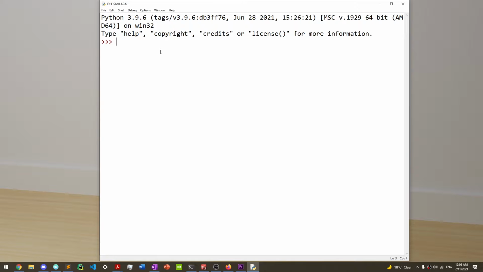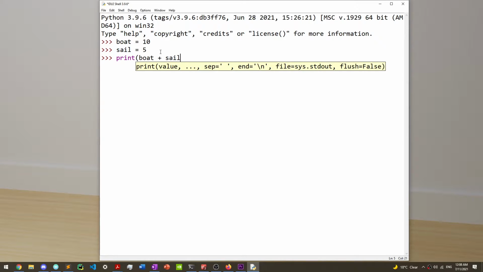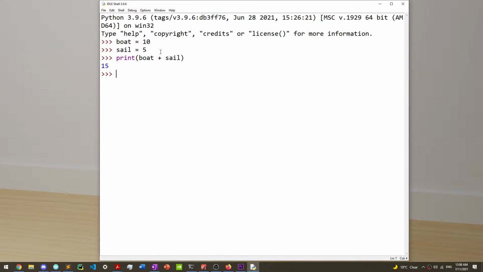So let's say that, for example, boat was equal to 10, and let's say sail was equal to 5. And what we can simply do with the plus operand, which is the first operand we're going to be talking about, is we can simply just add these two numbers together. So boat plus sail, that's 10 plus 5, gives us 15. So that makes intuitive sense.